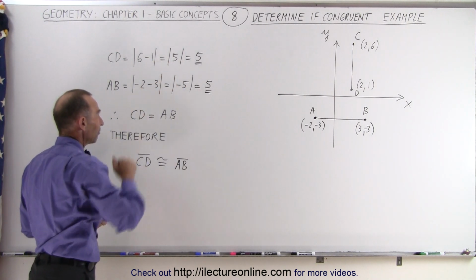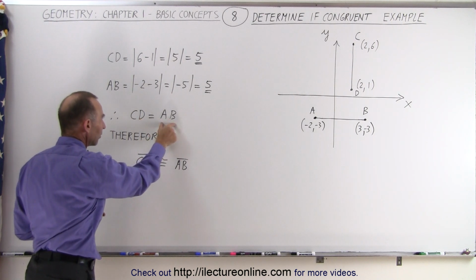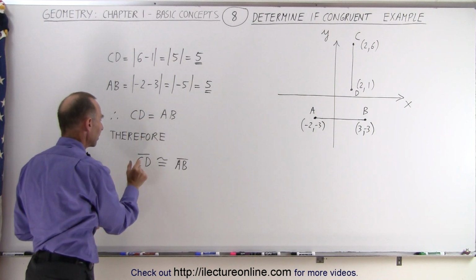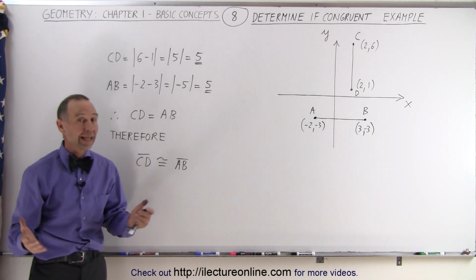In each case, we got 5. They're the same, so we can say that the length of CD equals the length of AB. Therefore, we can say that the line segment CD is congruent to the line segment AB. And that's how it's done.